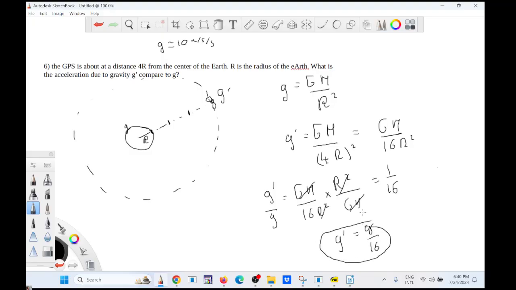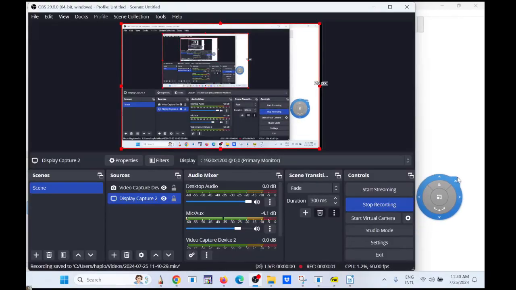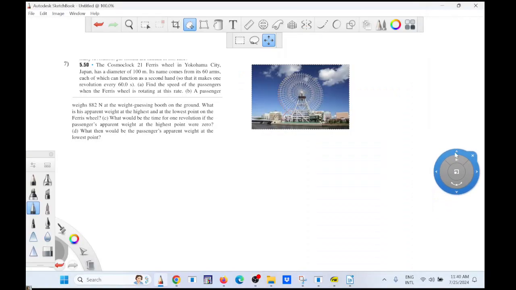So if you stand there at this distance, the force due to gravity pulling on you, compared to here, will be 1/16 of the weight. Now, if you are in a space station, you will feel weightless, but you still have weight. So let's do the next one.